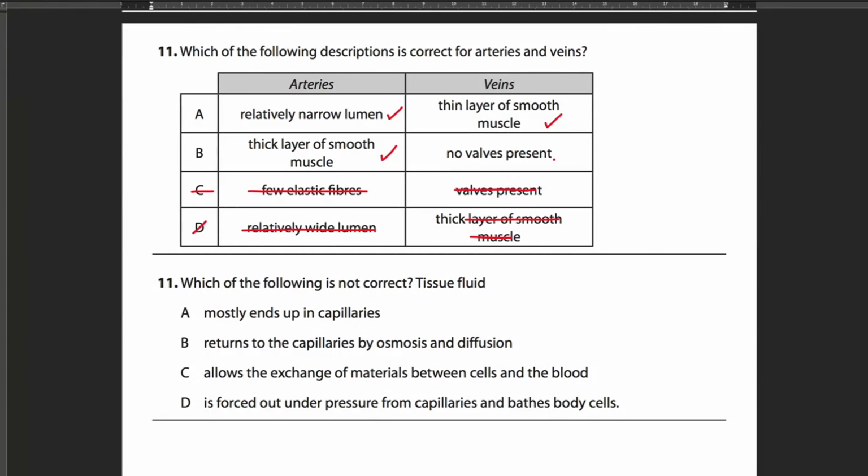And then the part number B here says no valves are present, right? We know that the key characteristic of a vein is that it has valves. So it's not going to be B there, which means we can eliminate that answer. And the only one with two correct descriptions is A.